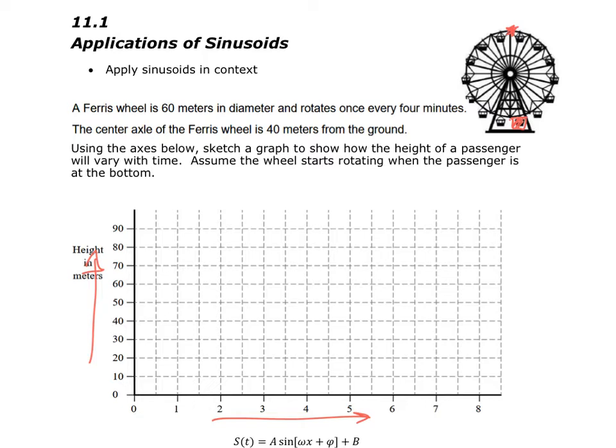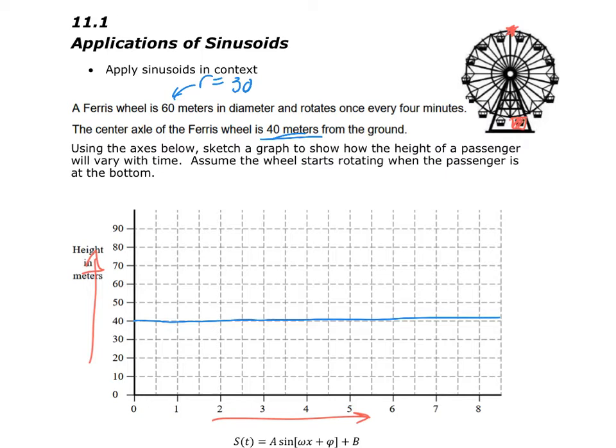Okay. All right, so for this, where has my baseline moved up to? 40, because it tells me the Ferris wheel is 40 off the ground. So my baseline has moved to 40. So here's where my baseline is. My diameter is 60. That means that my maximum height will be at how high? 70, because since this is 60, the radius is going to be half of that, so that's going to be 30.